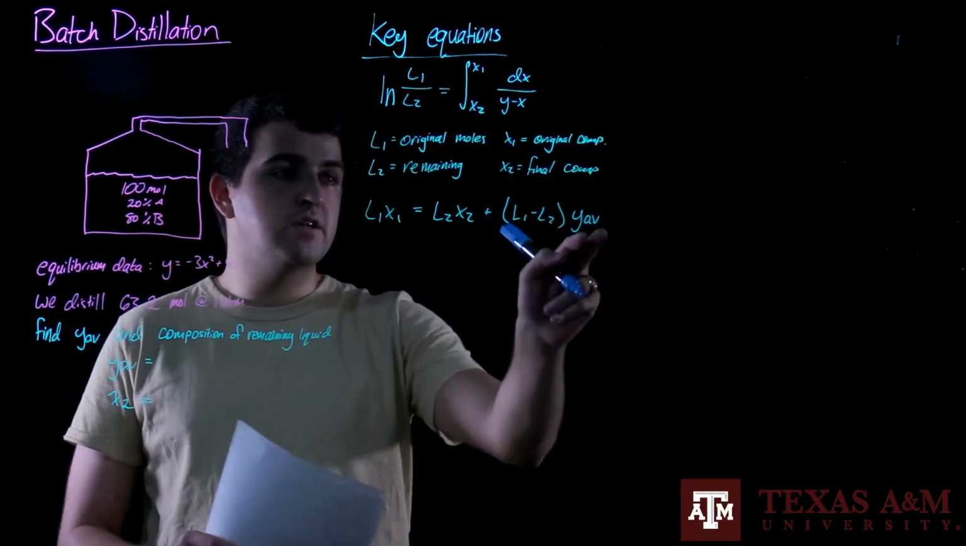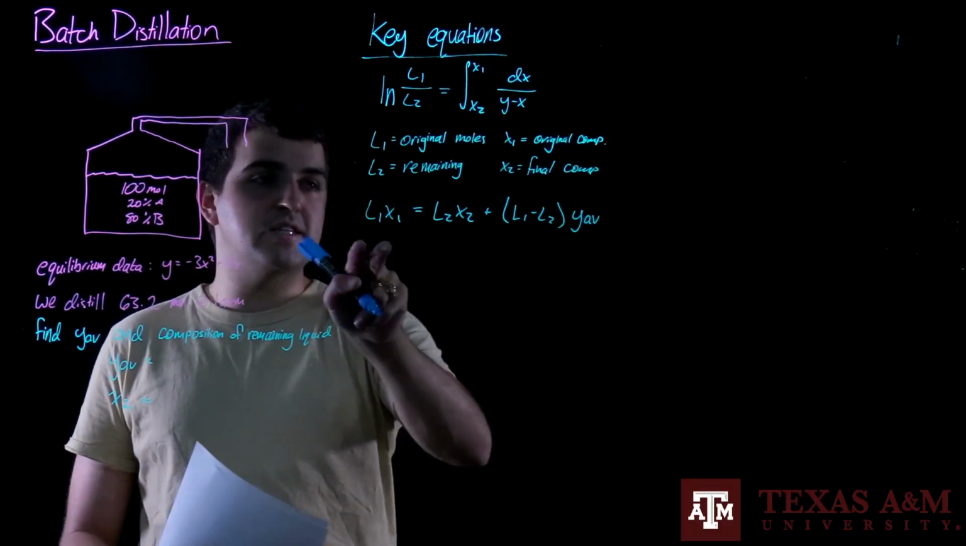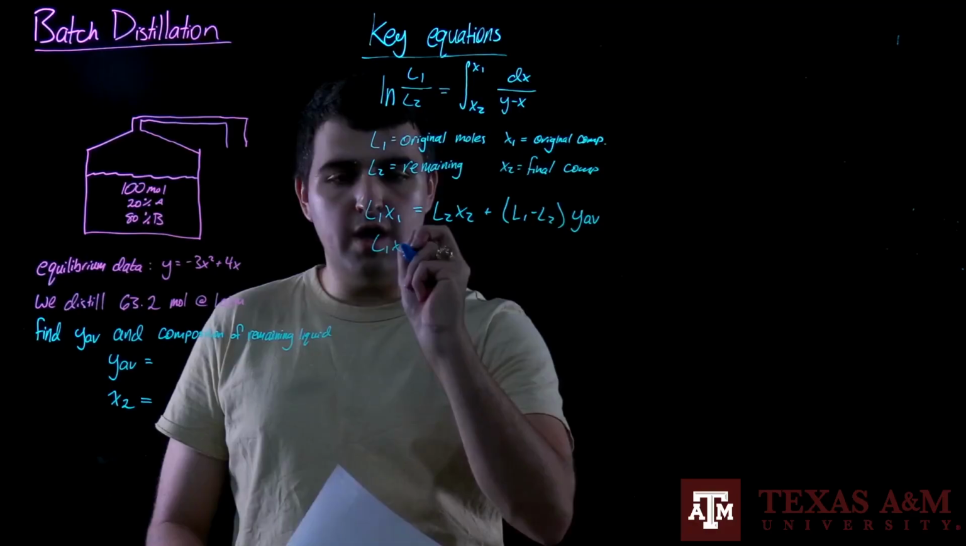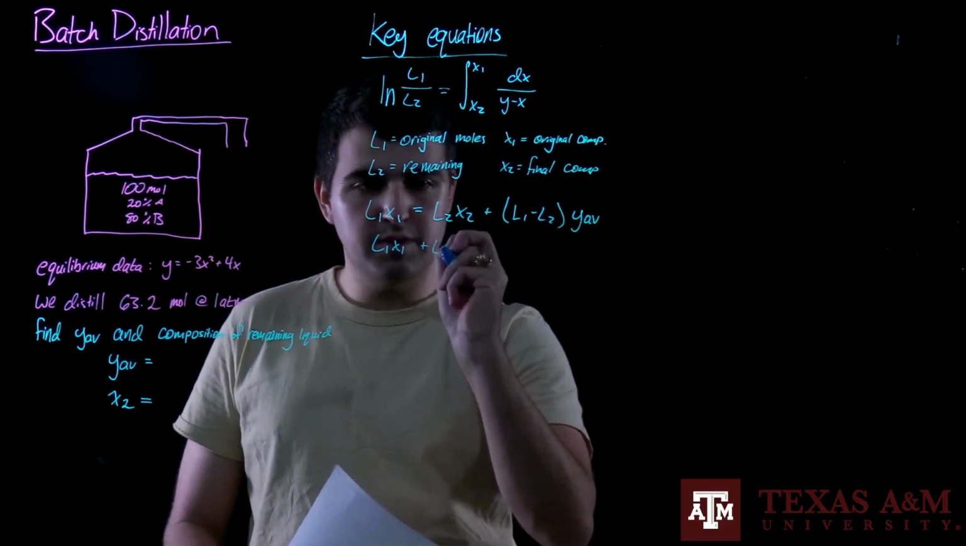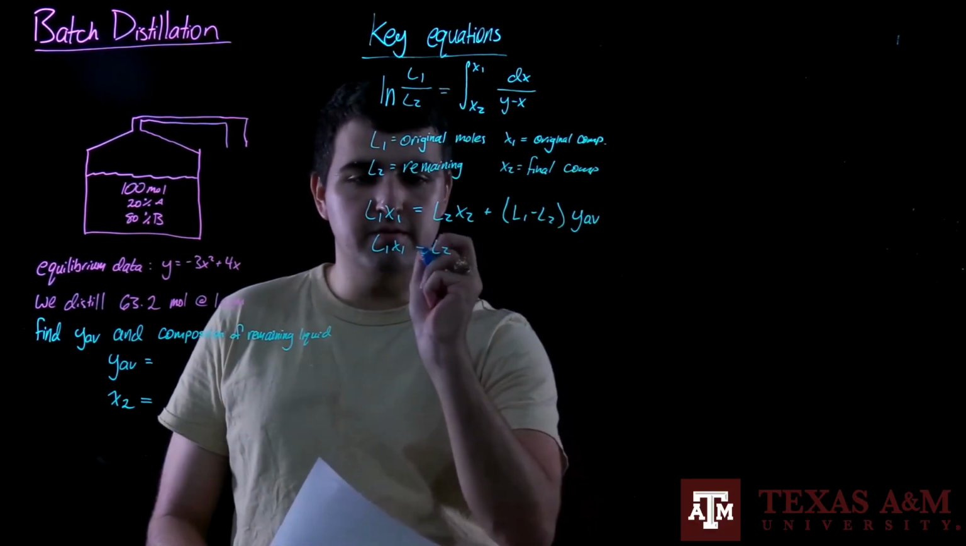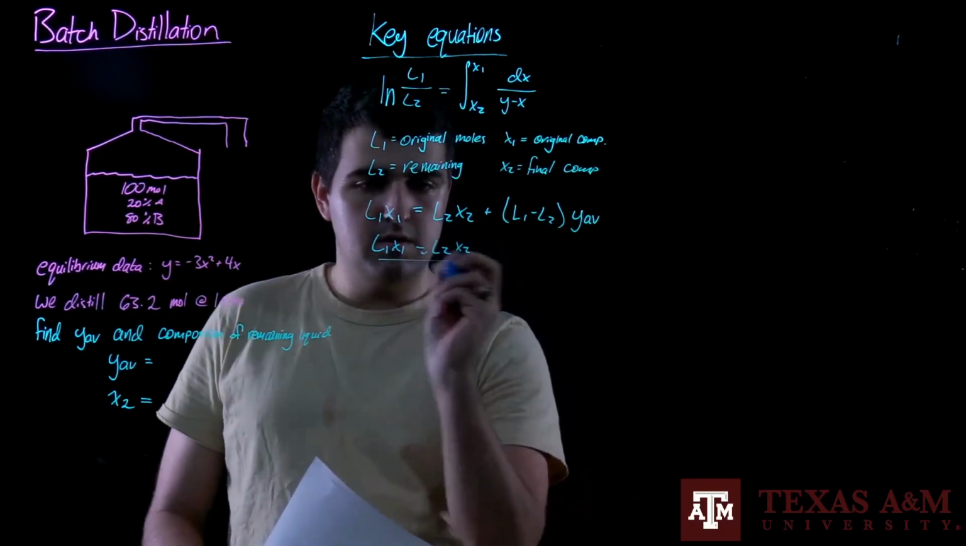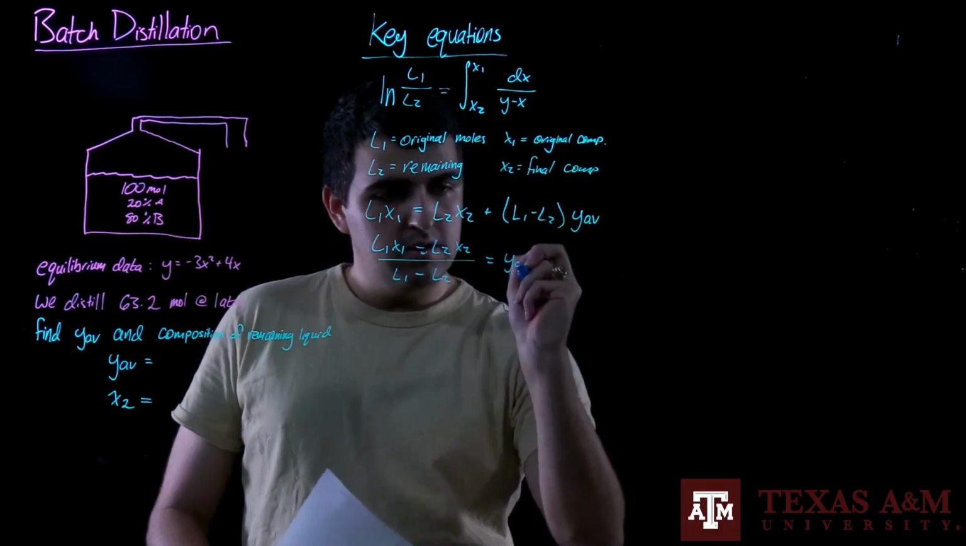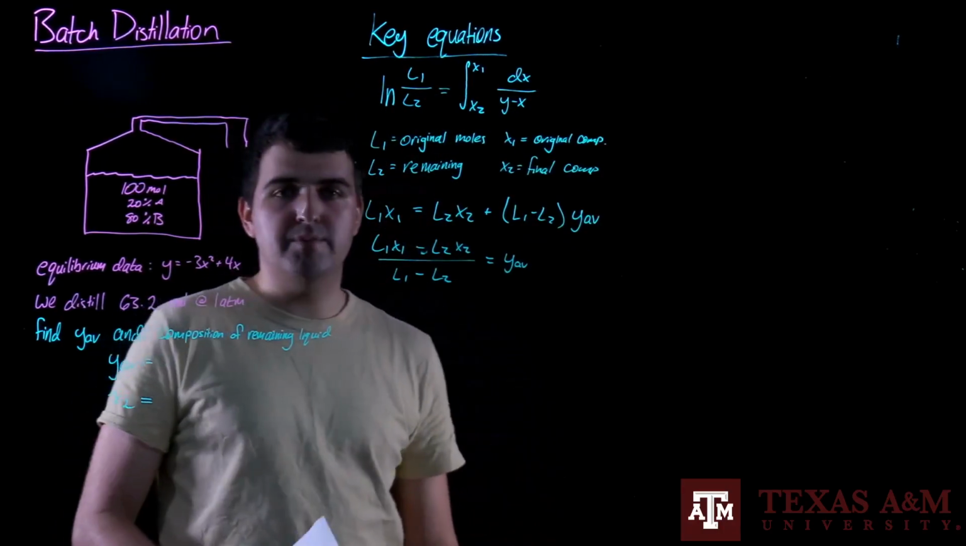Rearranging this, YAV, subtracting this over, dividing by this, gives us L1 X1 minus L2 X2 over L1 minus L2 equals our average composition.